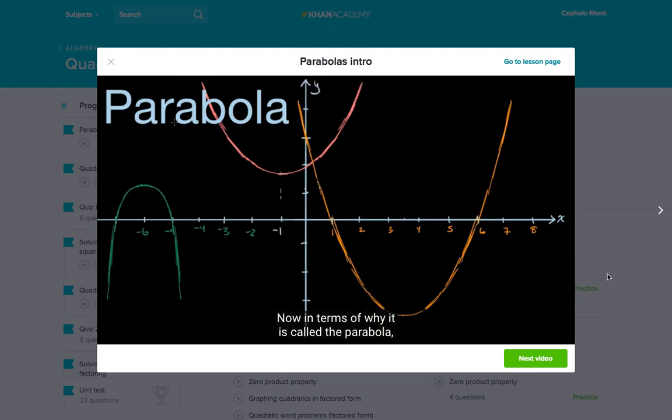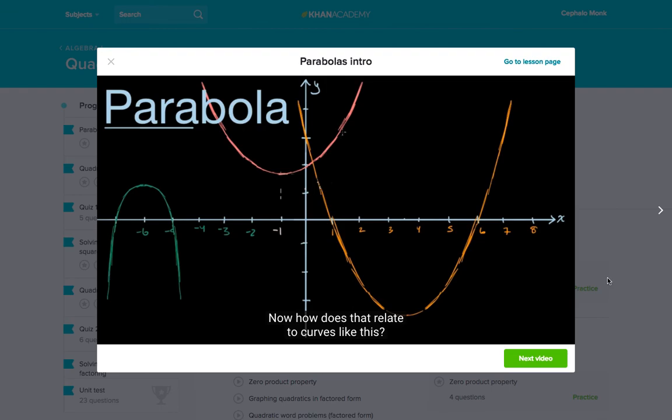Now, in terms of why it is called the parabola, I've seen multiple explanations for it. It comes from Greek para, that root word, similar to parable. You could view it as something beside, alongside, something in parallel. Bola, same root as when we're talking about ballistics, throwing something. So you could interpret it as beside, alongside, something that is being thrown.